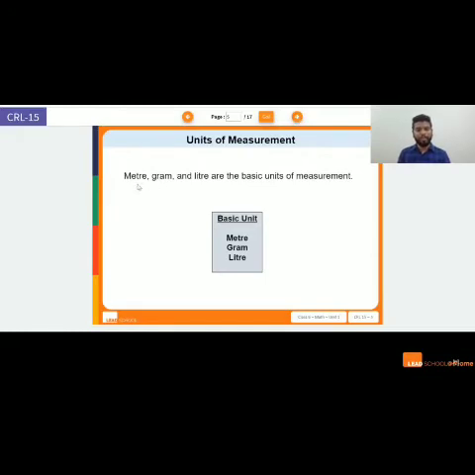So we know meter, gram and liter are the basic units of measurement, correct? This we have established. Let us go a little further.